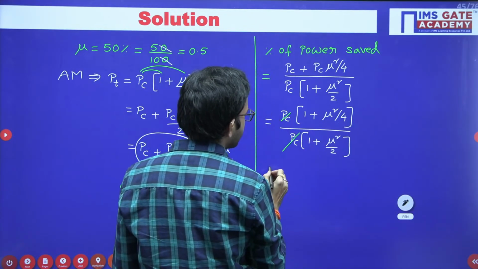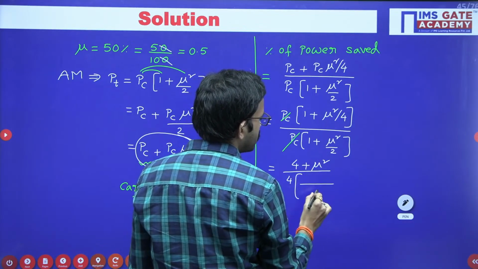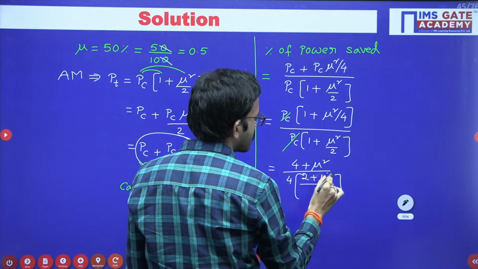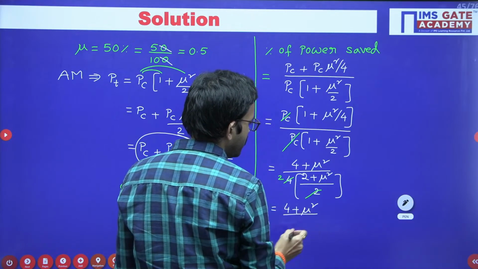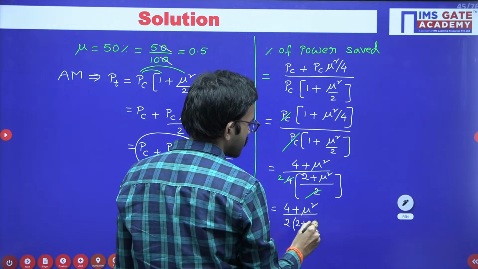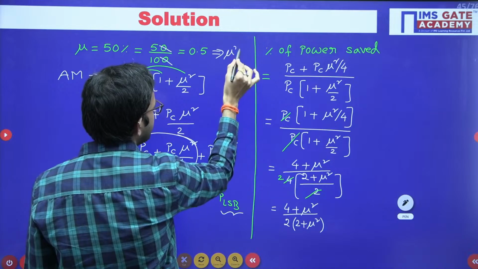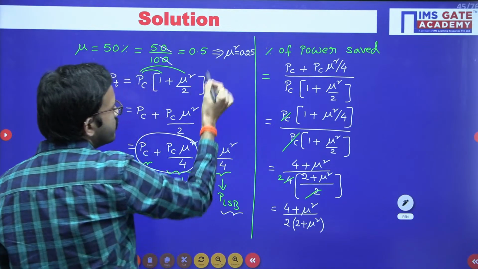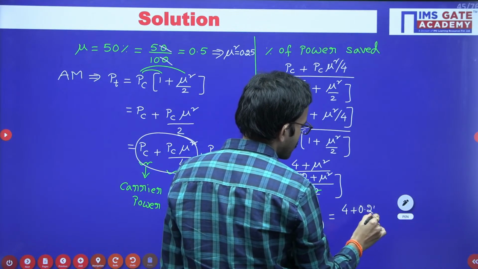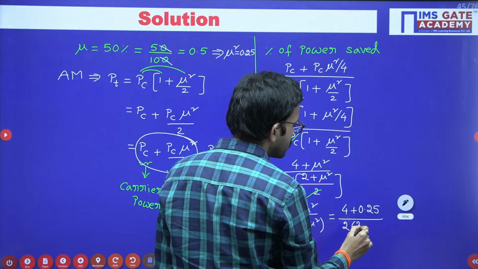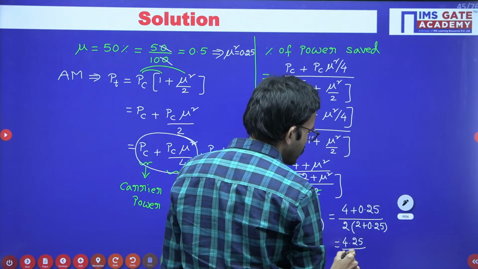So just do the LCM. In the numerator you will have 4 plus mu square divided by 4, and here you will get 2 plus mu square divided by 2. So you are going to get 4 plus mu square divided by 2 into 2 plus mu square, right? Here they have given the mu value as 0.5. So mu square is nothing but 0.25, 0.5 whole square is 0.25, right? So you can directly substitute: 4 plus 0.25 divided by 2 into 2 plus 0.25. So from here you will get 4.25 divided by 2 into 2.25.